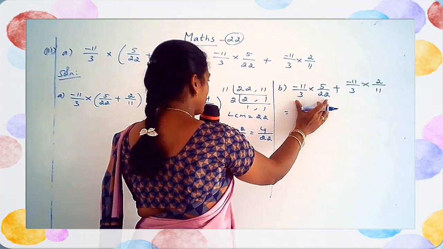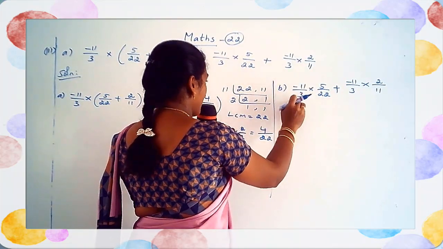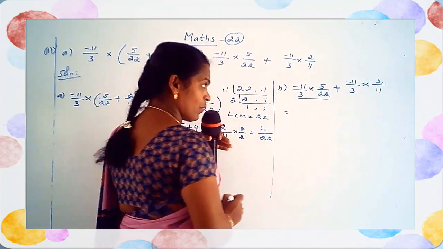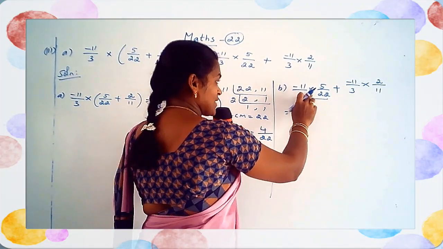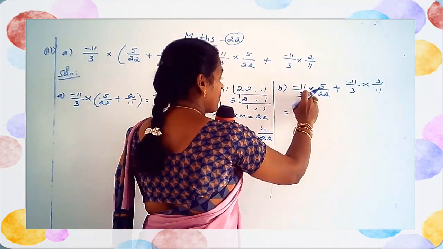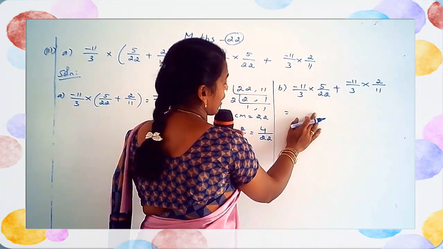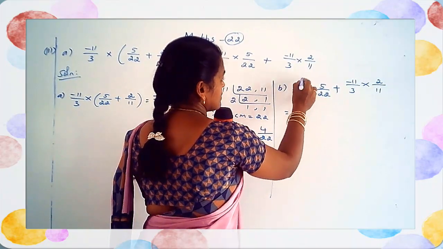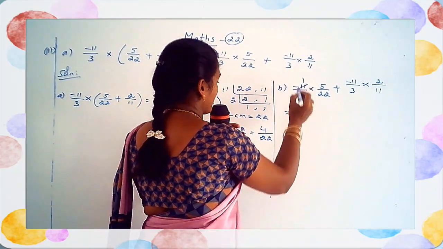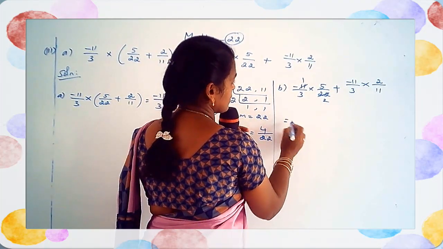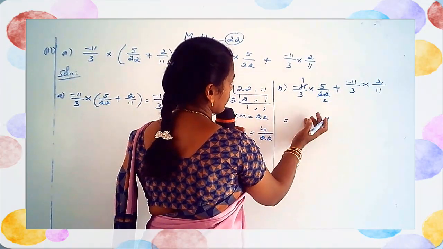First of all, we have to find the value of minus 11 upon 3 into 5 upon 22. Yes children, why? This is a multiplication operation. So first we will do the multiplication only. In multiplication you see whether any common factors are there. Yes, it is divisible by 11. So 1 11 is 11, 2 11s are 22. Next, no common factor, so multiply.